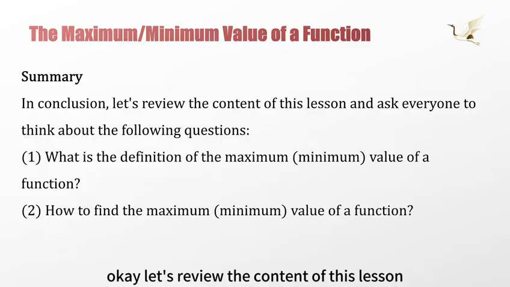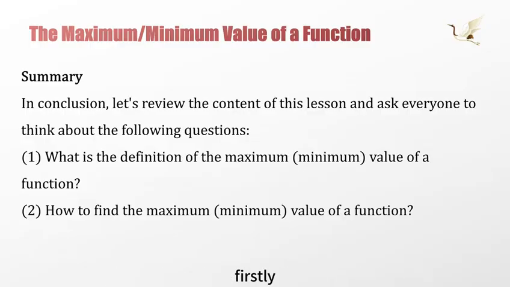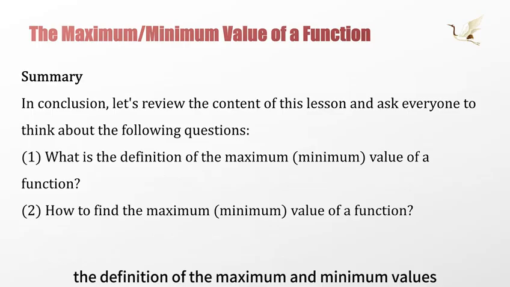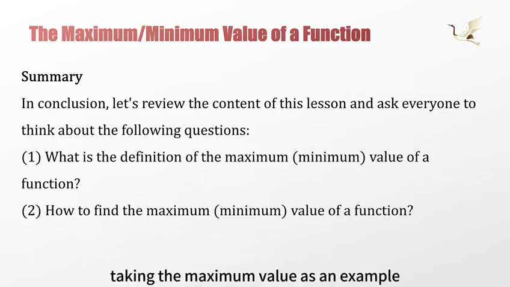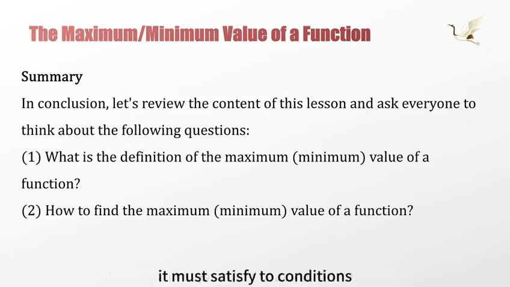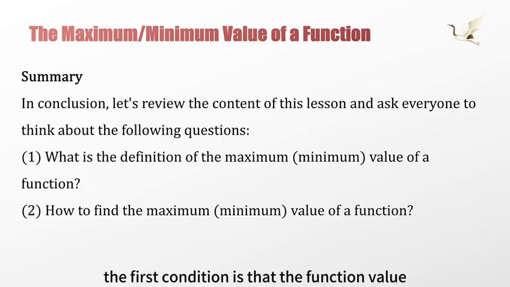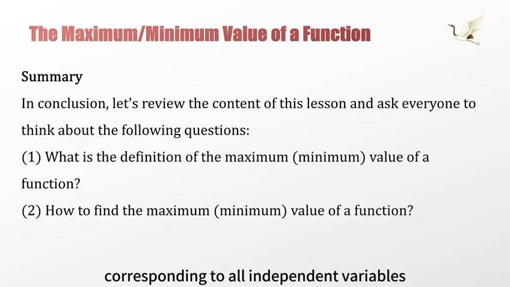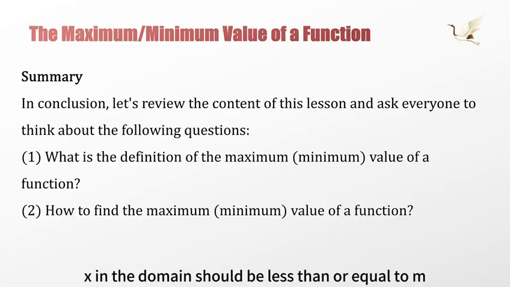Okay, let's review the content of this lesson. Please think about the following questions. Firstly, the definition of the maximum and minimum values of a function. Taking the maximum value as an example, it must satisfy two conditions. The first condition is that the function value corresponding to all independent variables x in the domain should be less than or equal to M.